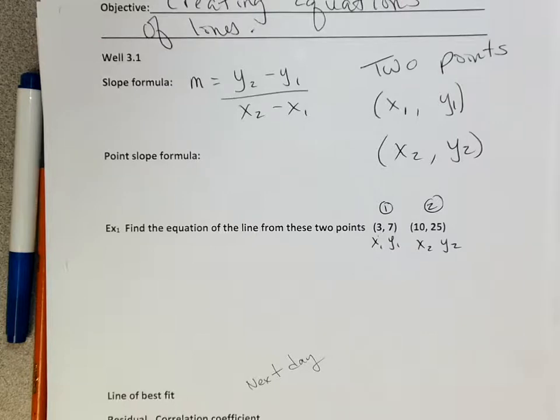Somebody might ask, does it matter which point is point 1 or point 2? It doesn't, because between 2 points the slope would never change. Whether you go from here to here, or here to here, the slope would be the same, right? I usually just take the first point, call it point 1, and the second point, call it point 2, okay?